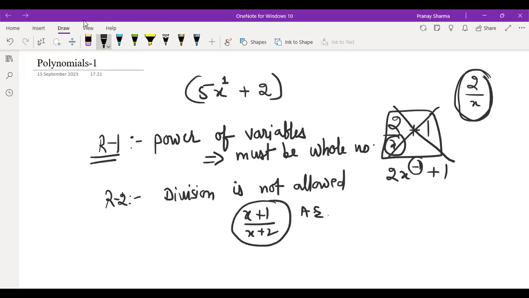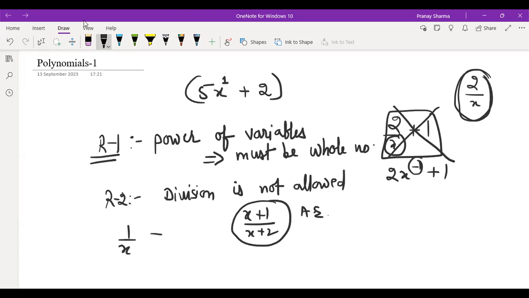However, this is not a polynomial because division is not allowed according to these two rules, right? It violates rule number 2. That is why we are not considering it. In case you reconsider this, if you bring x plus 2 into the upper part, then rule number 1 gets violated, right? Ultimately, you will have something negative with respect to powers, especially, let us consider a case here.